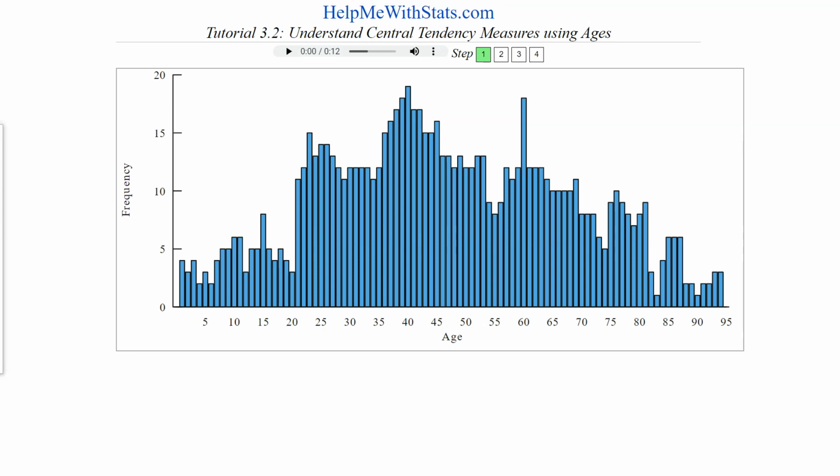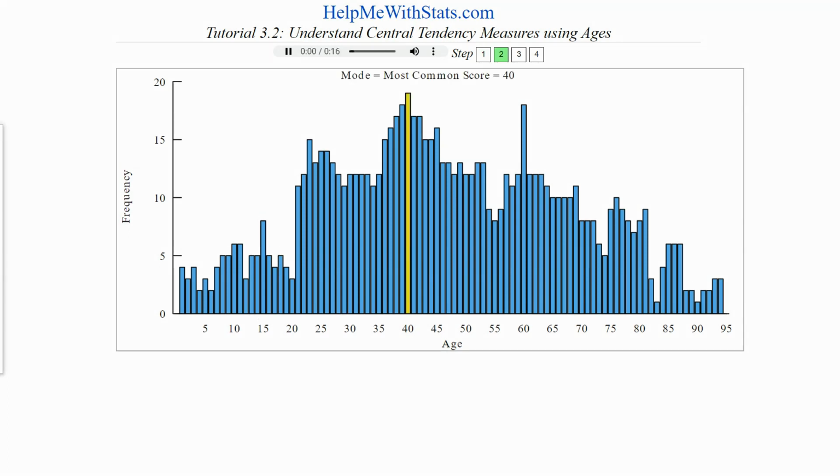HelpMeWithStats.com was used to create this tutorial that can help us understand central tendency measures using ages. Here is a histogram with all of the ages of people in the park. The x-axis indicates the age. The y-axis indicates the frequency of each score.